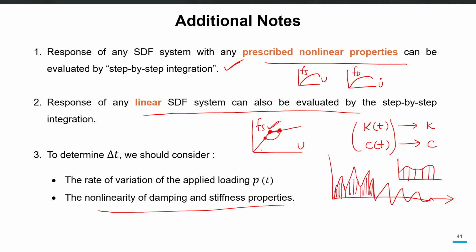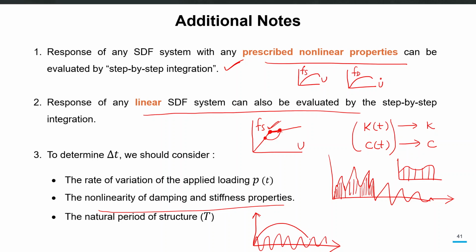which is this point, the yield point. And you should also consider the natural period of the structure, because if the natural period of the structure is small, you should have a very small delta t, but if the natural period is long, then you can have a higher value of delta t also. So you should consider these three things in order to determine this delta t.